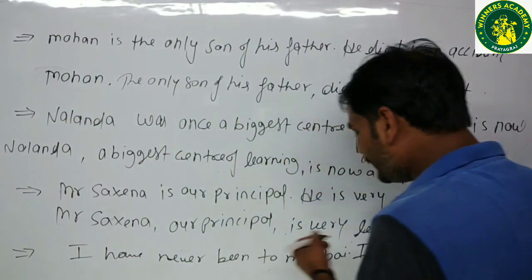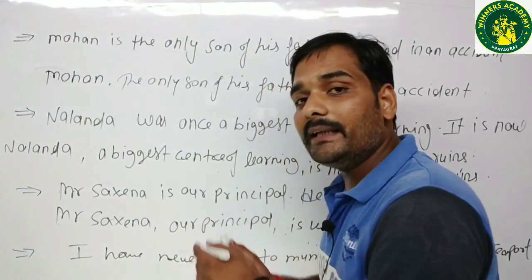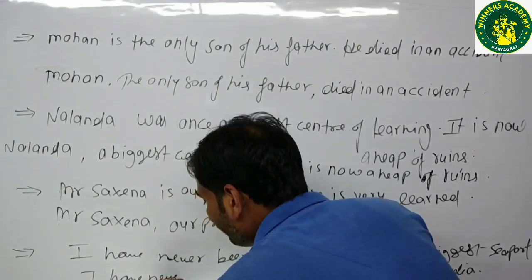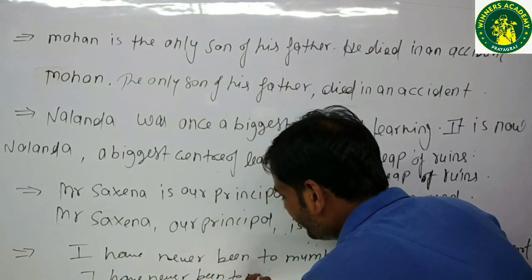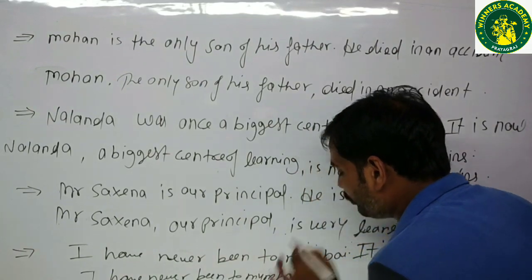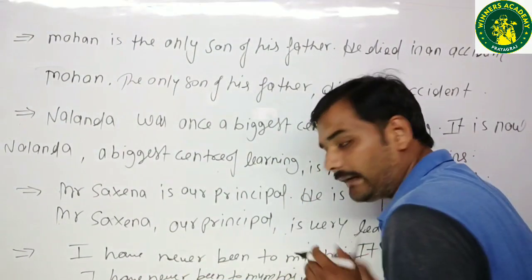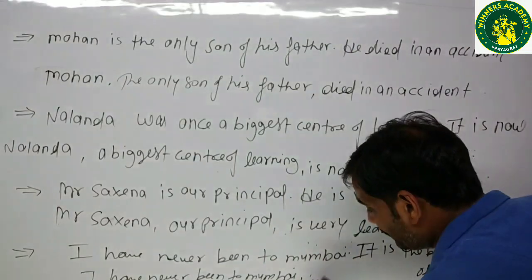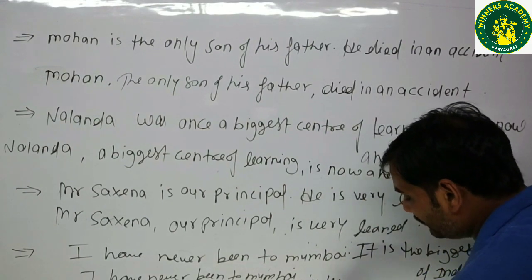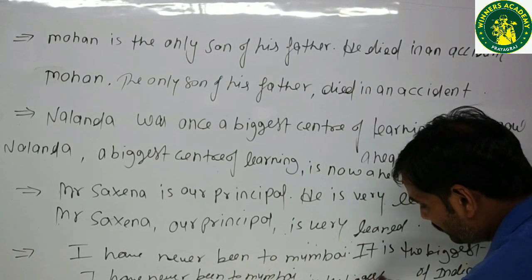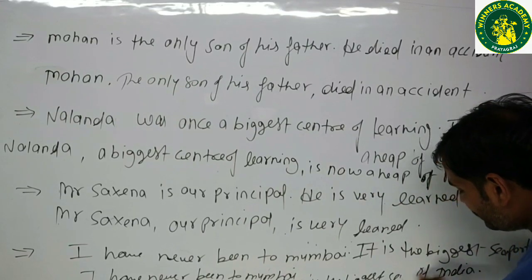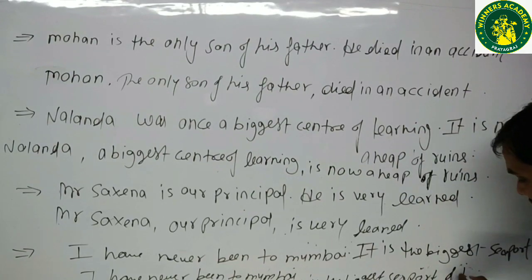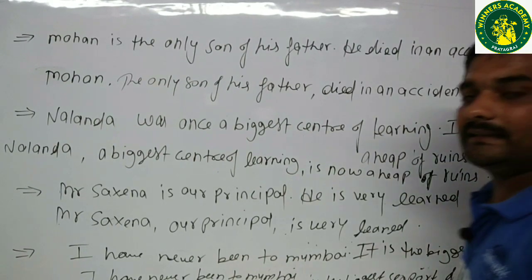Next is I have never been to Mumbai. It is the biggest seaport of India. So how do you have to write it? I have never been to Mumbai. You have written up to here. Now you need to add a comma because we are talking about Mumbai. We are not talking about I have. So what is Mumbai? Immediately write is after Mumbai. Then a comma, is the biggest seaport of India. This is how you should construct it, okay?